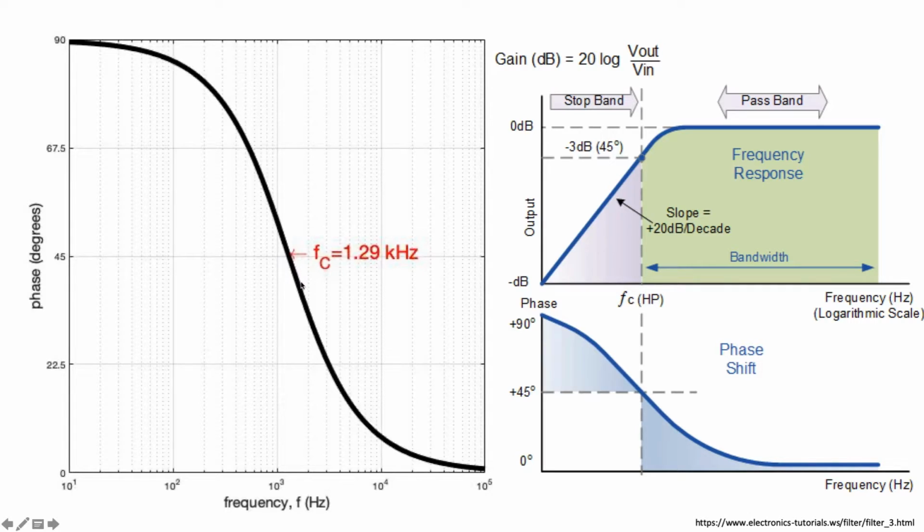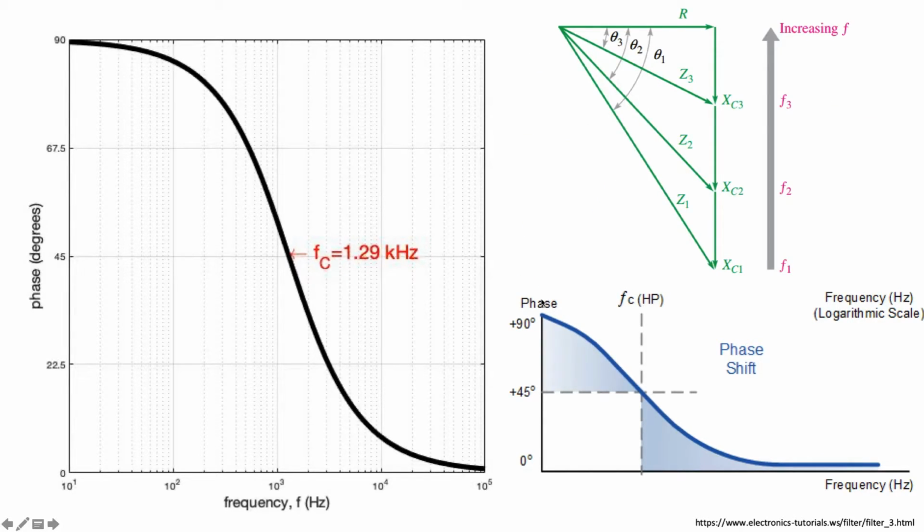It continues to decrease as the frequency is increased until it reaches zero phase angle at very high frequencies. If we take a look at the phasor diagram, we know that the capacitive reactance lags the resistance by 90 degrees regardless of the frequency. However, the magnitude of the capacitive reactance decreases as the frequency increases.